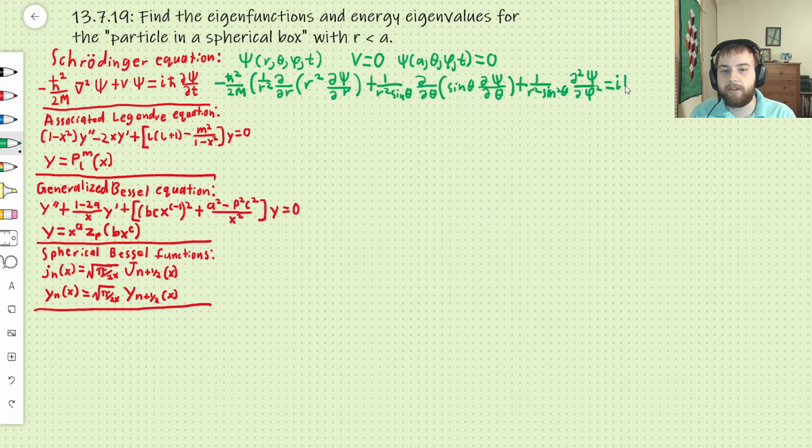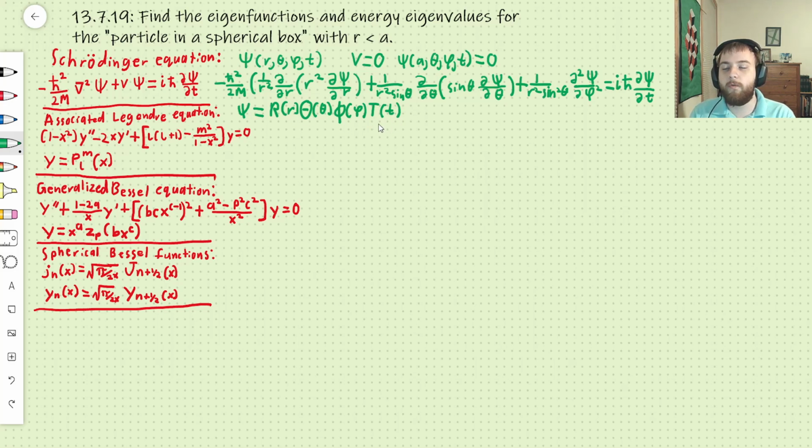i is the square root of -1. h bar is the reduced Planck's constant. d psi dt. Okay, so in order to solve this, we are going to assume that our psi is equal to some function of r alone, times some function of theta alone, times some function of phi alone, times some function of t alone.